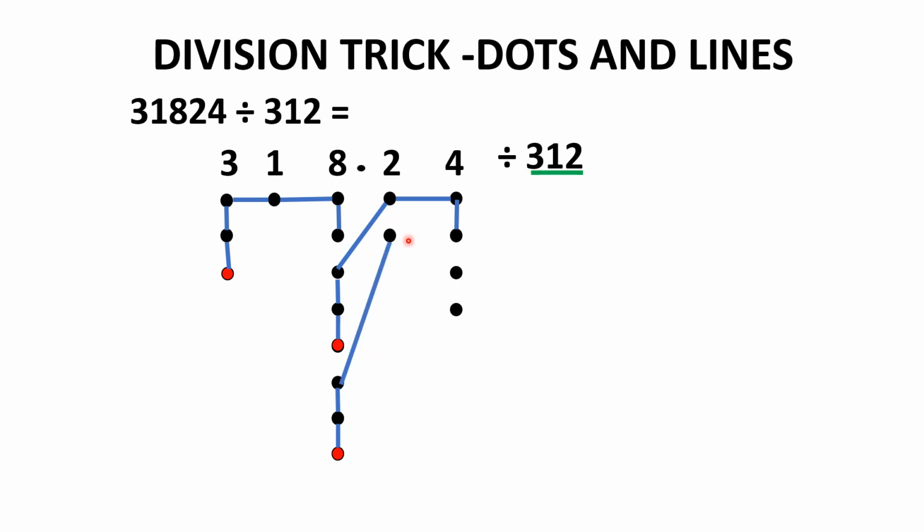So, we are going to the next row under 2, 1 dot. So, next it should be 2 dots. So, we have connected 2 dots. That's it. It's over now.